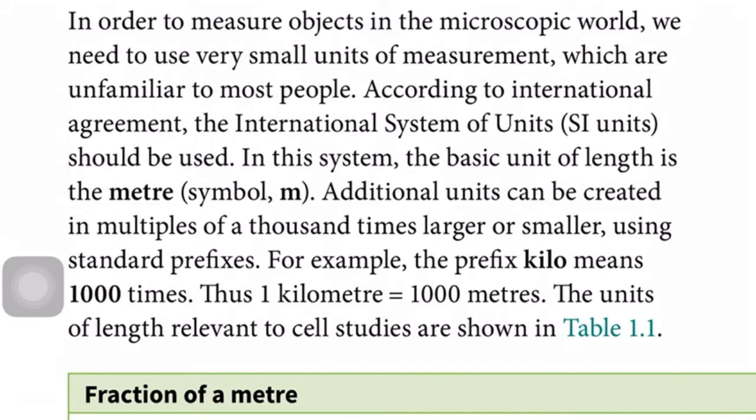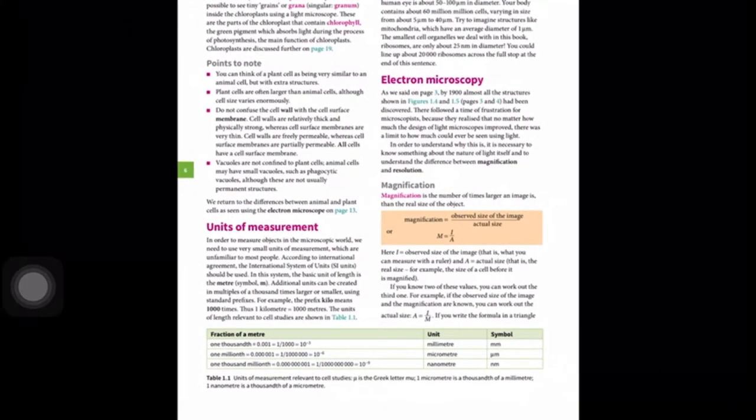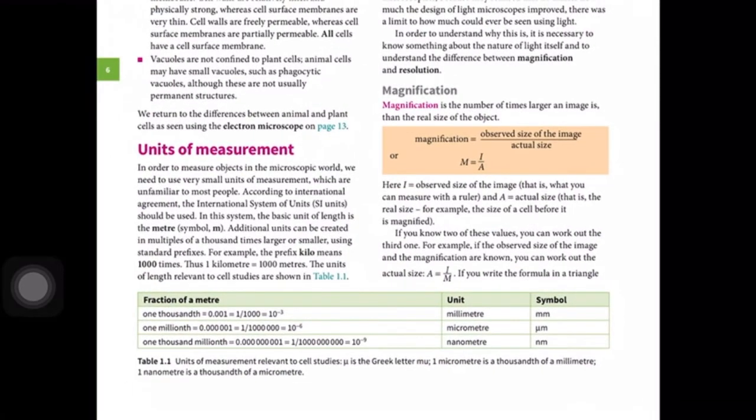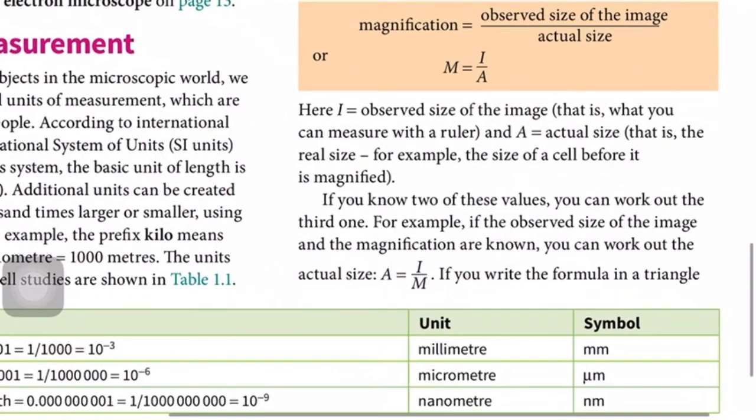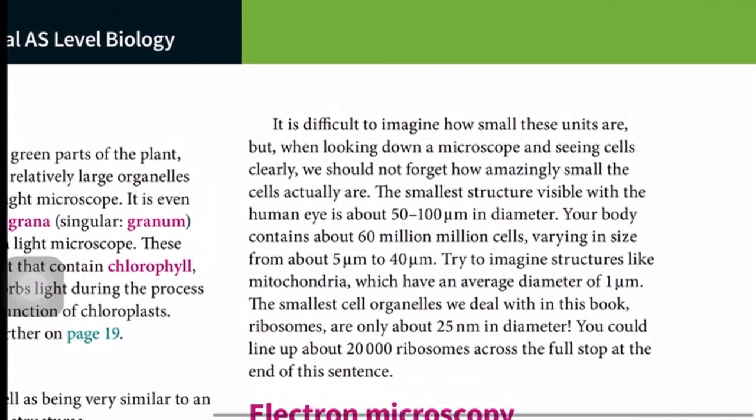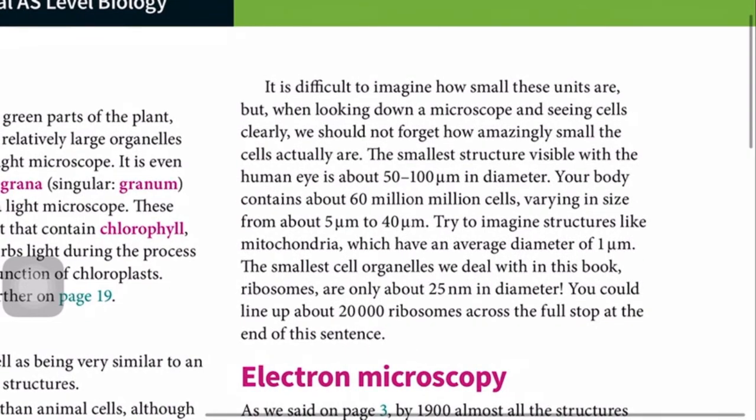The units of length relevant to cell studies are shown in table 1.1. We can see that these are basically the units, nanometers and millimeters. Nothing to explain, it's normal maths. It is difficult to imagine how small these units are, but when looking down a microscope and seeing cells clearly, we should not forget how amazingly small the cells actually are. The smallest structure visible with the human eye is about 50 to 100 micrometers in diameter. Your body contains about 60 million cells, varying in size from about 5 micrometers to 40 micrometers. So nothing to explain here.